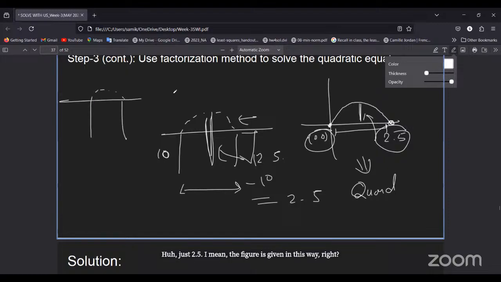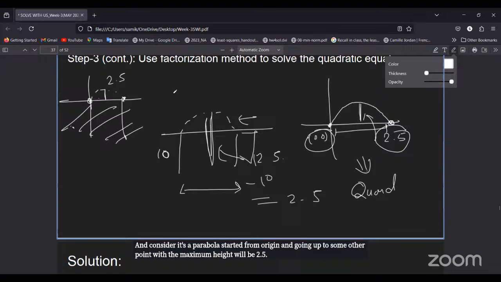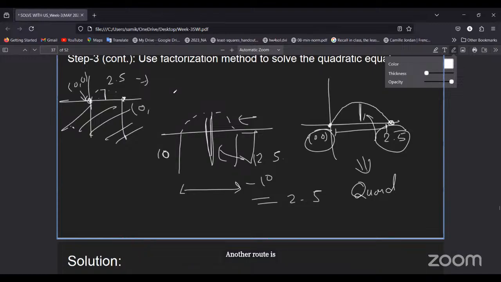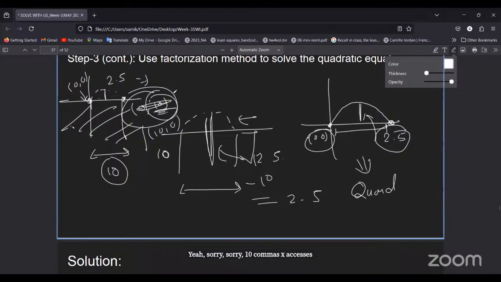So you can say, just remove this part and consider it's a parabola started from origin and going up to some other point, with the maximum height being 2.5, right? Now we have one root and we have the maximum point, so I think we can easily get the equation of the parabola. One root is 0, 0. Another root, I think here you will get the answer 10, because the distance between the two pillars is 10, right? So you'll get another root to be 10, 0. Sorry, 10, 0 on the x-axis. So that's another way you can think about this question.